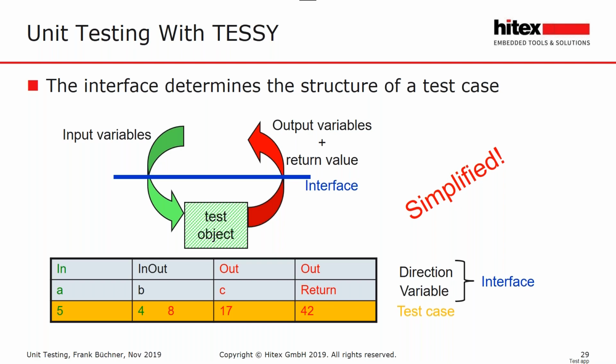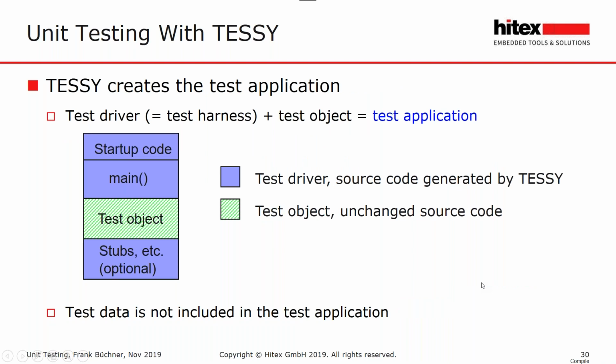The first step is that Tessy creates what we call a test application. The test application is depicted here. The heart of the test application is a test object. And you see that it's a standalone application. It has its own main, and the blue parts here are generated automatically by Tessy. So even if you direct Tessy to create stubs, the stub function code is created automatically. And if you want to run this test application on a certain microcontroller, and you need certain startup code, the startup code is also added to this test application.